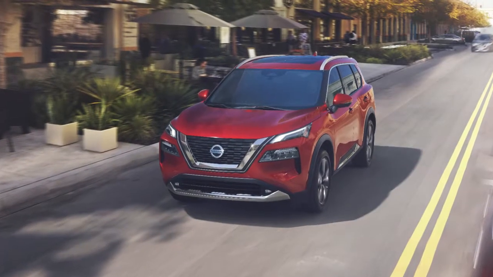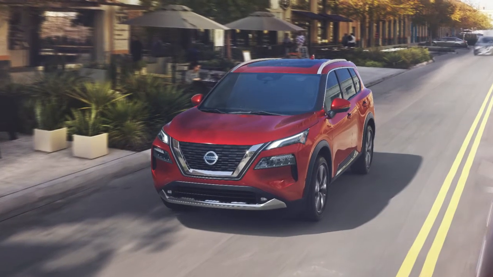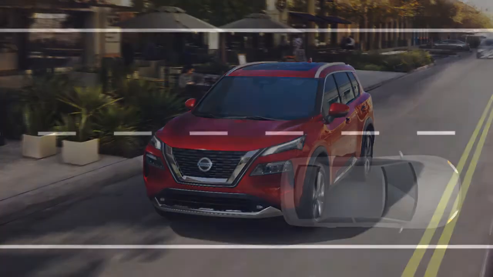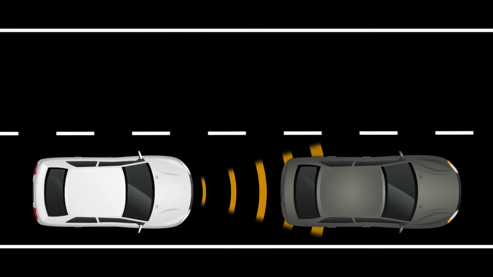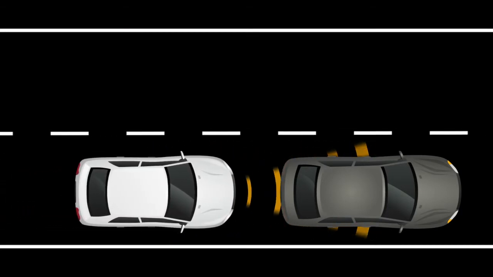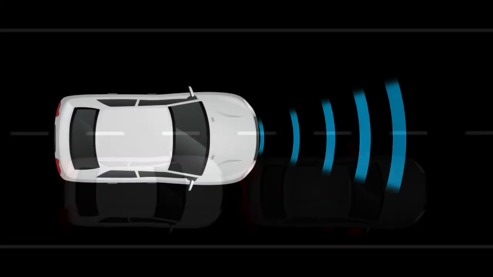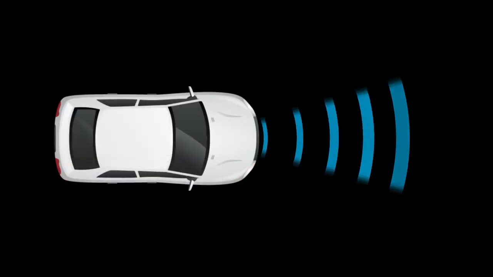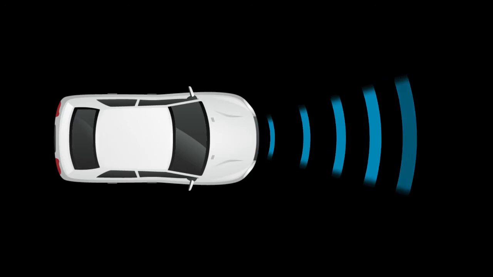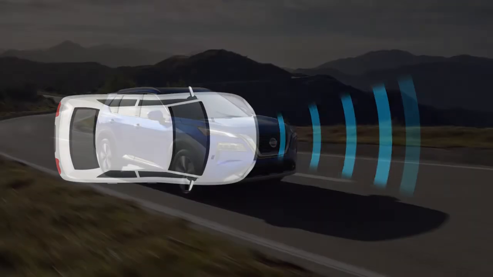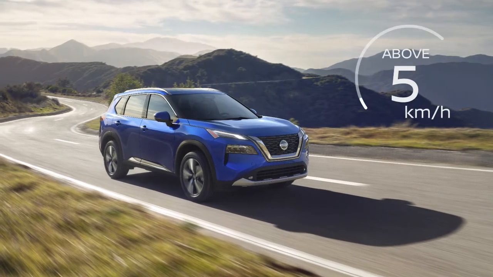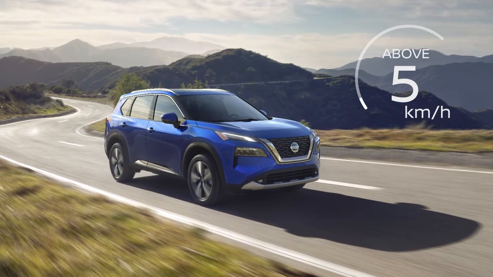The Automatic Emergency Braking (AEB) with Pedestrian Detection System can assist the driver when there is a risk of a forward collision with the vehicle ahead in the traveling lane or with a pedestrian. The AEB system uses a radar sensor located on the front of the vehicle to measure the distance to the vehicle ahead in the same lane and operates at speeds above approximately 5 kilometers per hour.